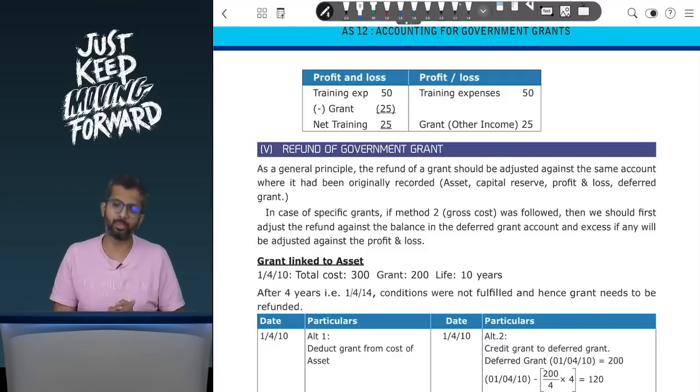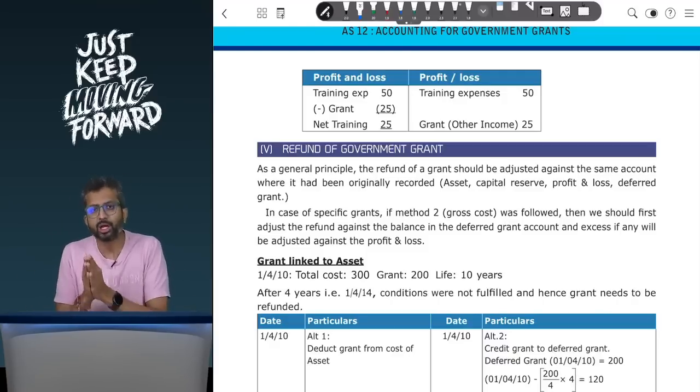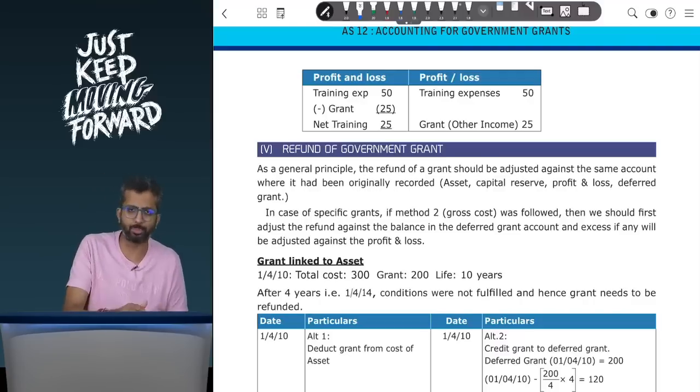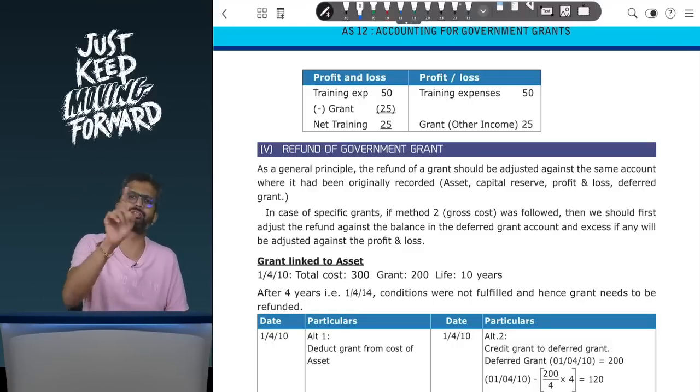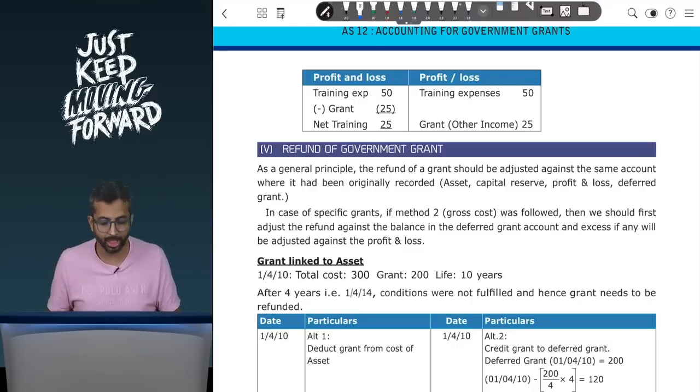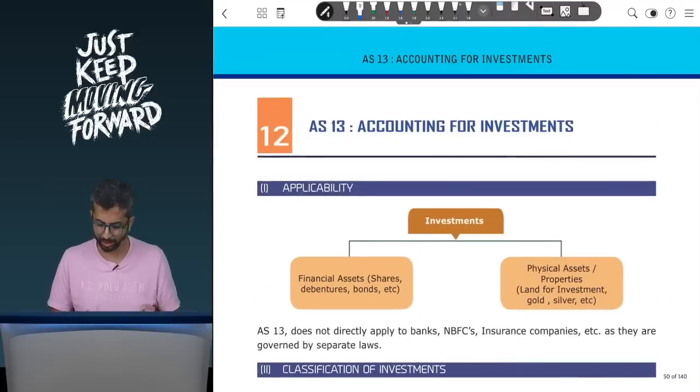Same in case of income linked grants, revenue grants. If the grant has already gone to the P&L account, then the refund will be adjusted against P&L. However, if some grant is lying in the deferred grant account, you will first adjust from the balance in the deferred grant, excess if any will go to the P&L. If it was a grant in the nature of promoters contribution, must have gone to the capital reserve, adjust it against the capital reserve. That is regarding refund of government grants.